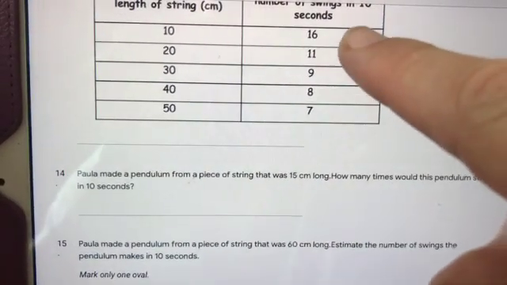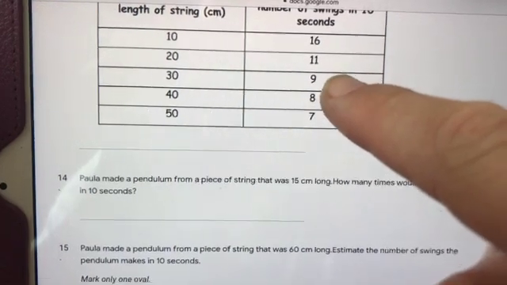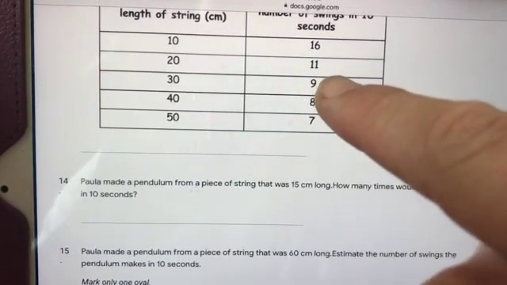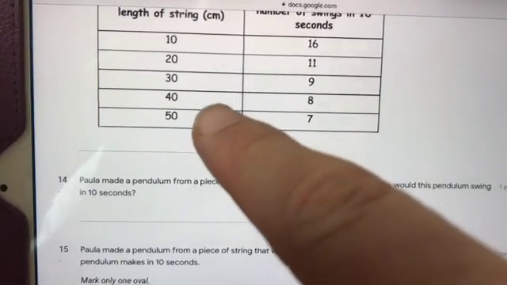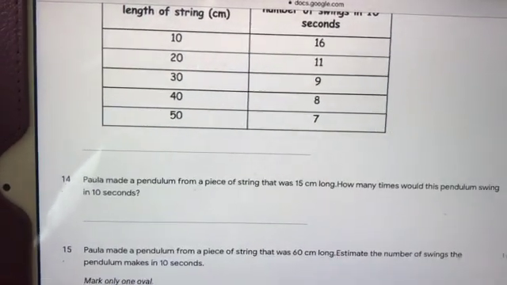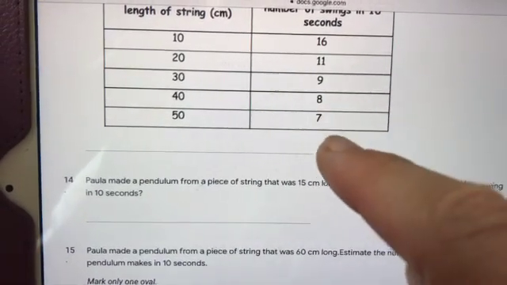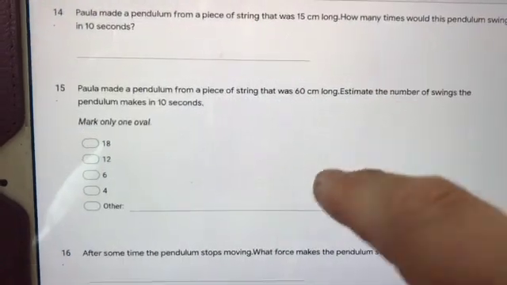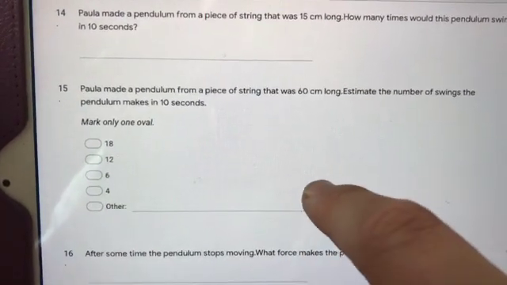Well, we can see a bit of a pattern here. It's going down, and recently, in these last few, it's been going down by 1, 9 to 8 to 7. So if you make it 10 centimetres longer, I think it's most reasonable to expect it to go down by 1 more, which is why you get to the right answer of 6.